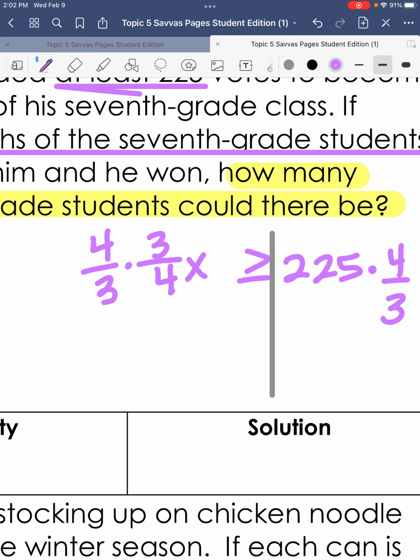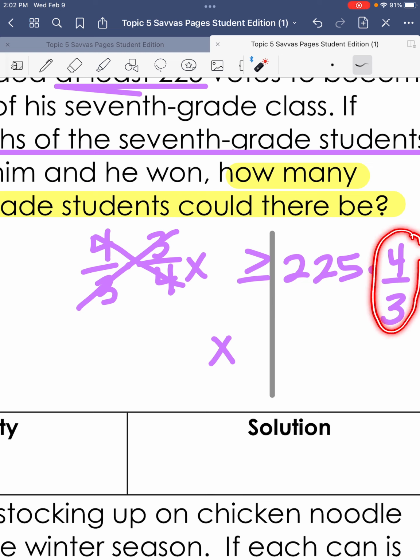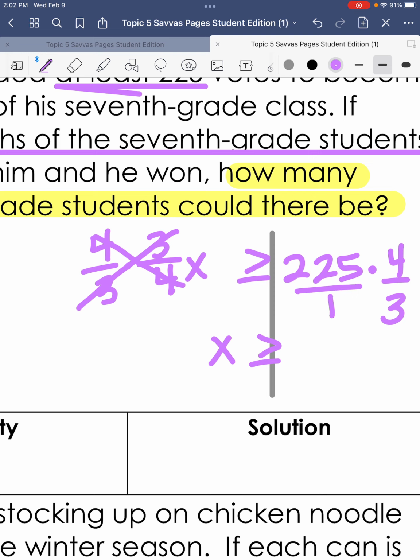Okay, so on the side with the x, my 3's cancel out. My 4's also cancel out, leaving me with just x. Now I'm going to ask you, was there any reason for my sign to change? No, there was no reason for my sign to change because I was multiplying by a positive 4/3. So my sign stays exactly the same, greater than or equal to. Okay, now on the other side, I have 225 times 4/3. I'm going to write that so I have two fractions. And I know 4 and 1 don't reduce, but what about 3 and 225?